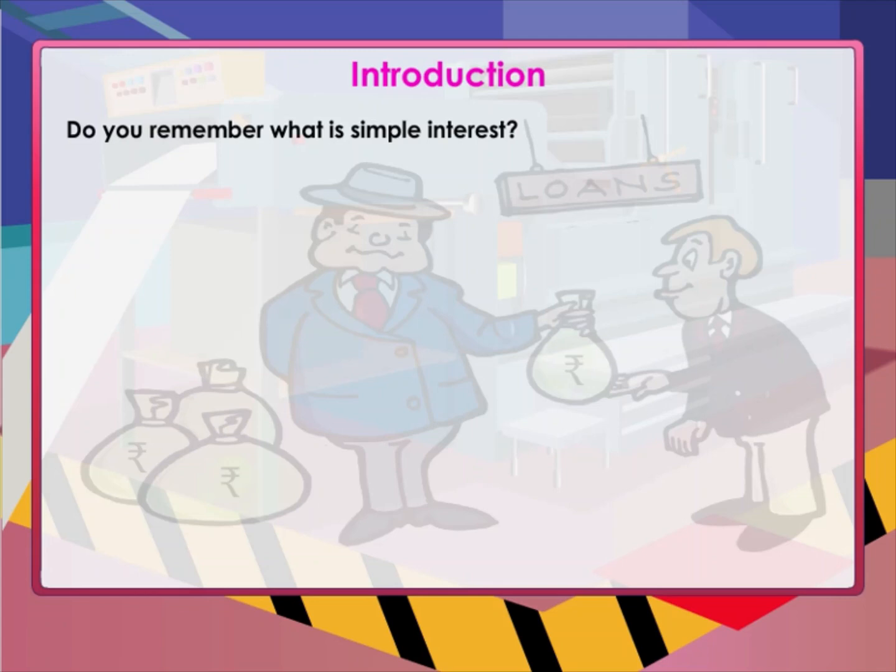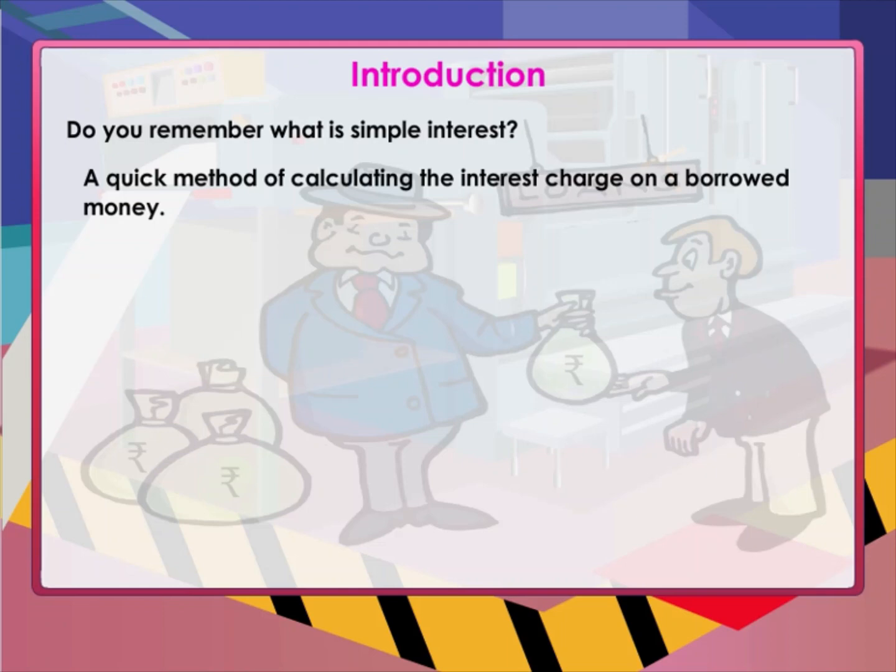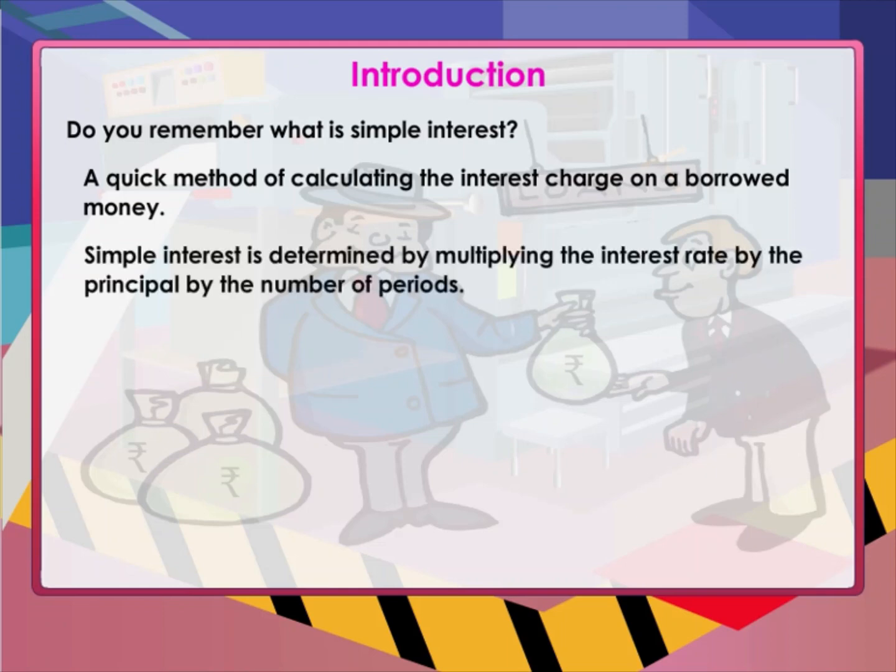You have already learned what simple interest is in your earlier class. Do you remember what simple interest is? Yes, very good. A quick method of calculating the interest charge on borrowed money. Simple interest is determined by multiplying the interest rate by the principal by the number of periods.